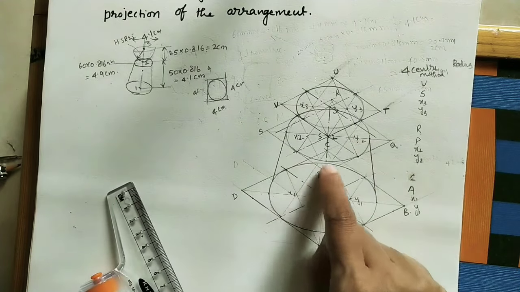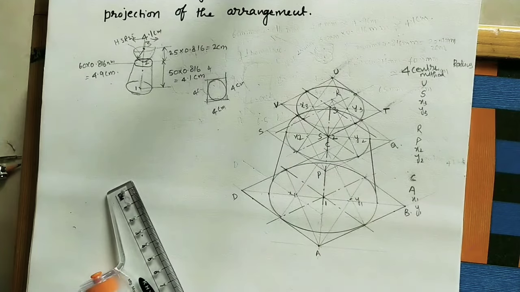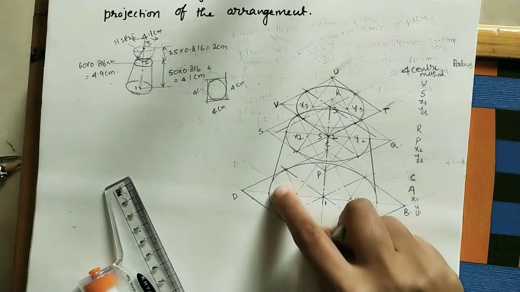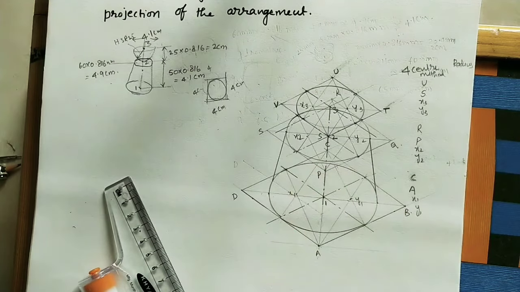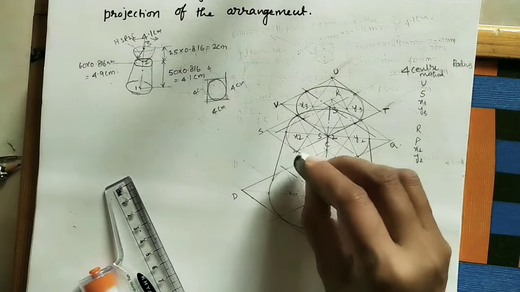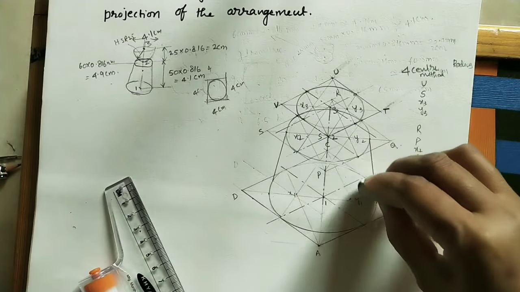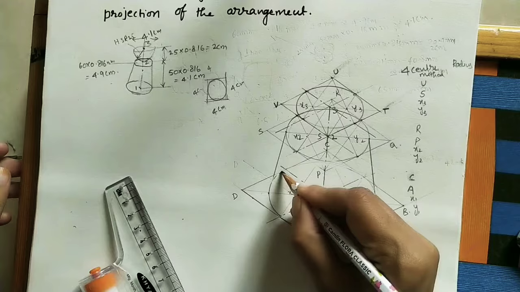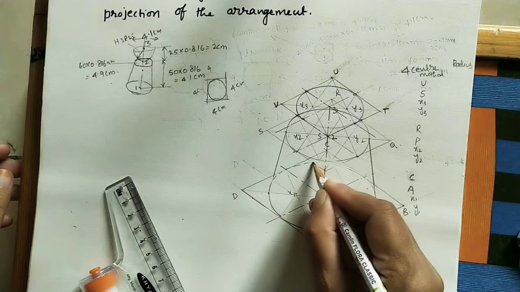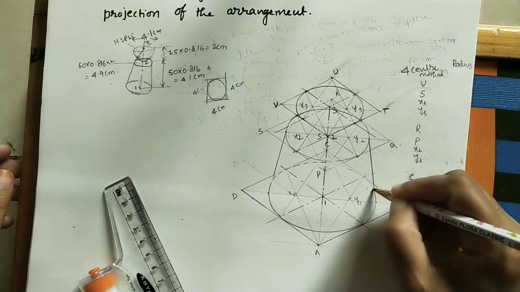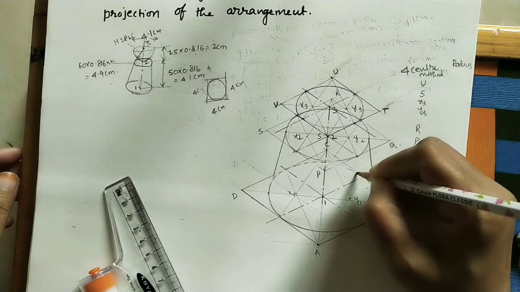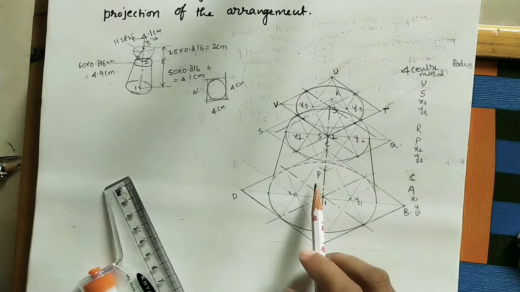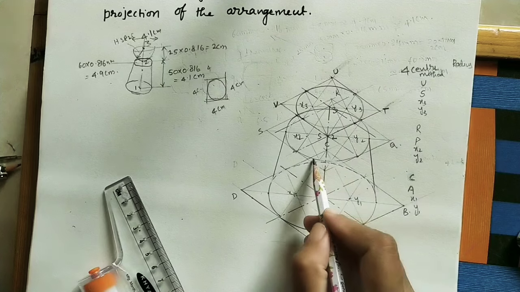This is a solid one, we can't see this arc because it is behind the surface, so only this part we can see. So make this curve dotted, it is invisible. Make it light, this curve. Make it dotted along the line of the ellipse. This side also, like this, make it dotted. After that, this part we can see, so make it a little dark.